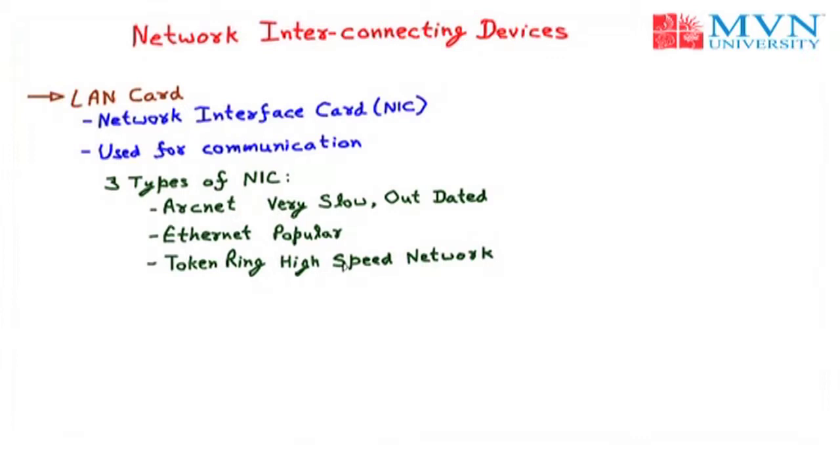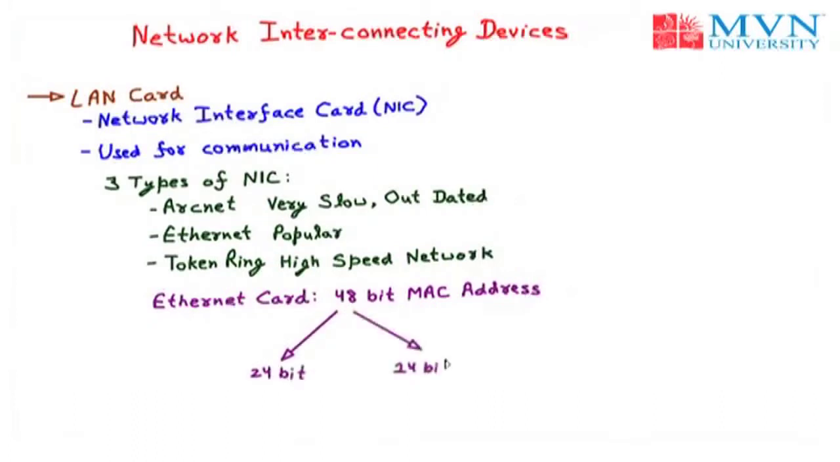Now we'll discuss the popular one, that is Ethernet card. Ethernet card contains 48-bit of MAC address. This MAC address of 48-bit can be divided into two parts, that is one is 24-bit and second one is also 24-bit. The first 24-bit is provided by the IEEE. IEEE is the Institute of Electrical and Electronics Engineering, and the next 24-bit is provided by the vendor. We use the RJ45 connector for the Ethernet ports.